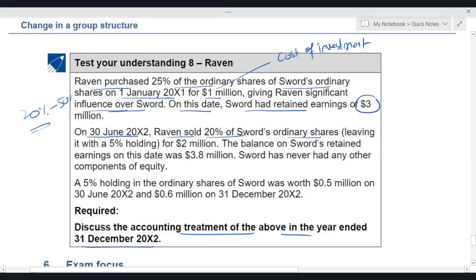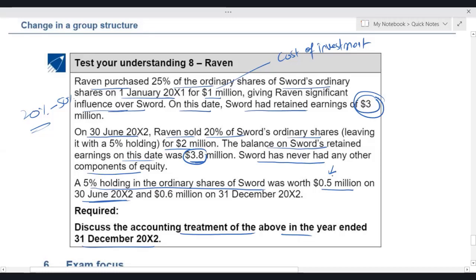On 30th June X2, Raven sold 20% of Sword's ordinary shares, leaving it with a 5% holding, for 2 million. So the consideration received, the disposal proceeds, is 2 million. The balance on Sword's retained earnings on this date was 3.8. At acquisition, it was 3 million and now it is 3.8 at the time of disposal. Sword has never had any other component of equity. A 5% holding in the ordinary shares of Sword was 0.5 million on 30th June X2. Can I say at the time of disposal, we need to know the fair value of the remaining investment, which the examiner has given us as 0.5.